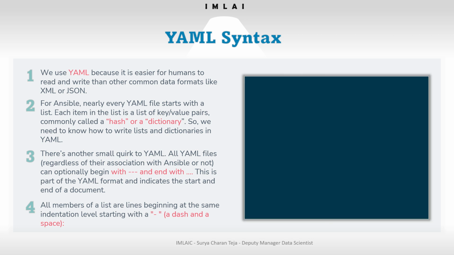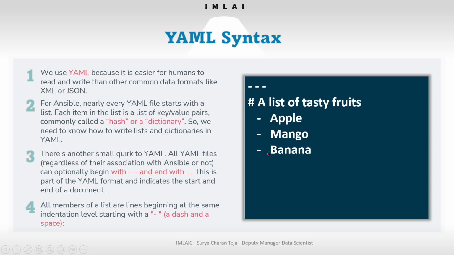So let's take this example. Here the YAML file has begun with three hyphens. Then we want to write a list of tasty fruits. Apple, so obviously it's a list: an indentation, then hyphen, then space, then apple. Another, mango, again same indentation level, hyphen and then space and mango. The third, same indentation level, hyphen space banana. And fourth, same indentation level, hyphen space custard apple.